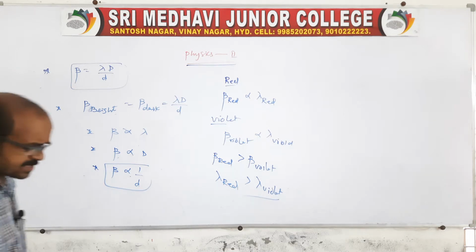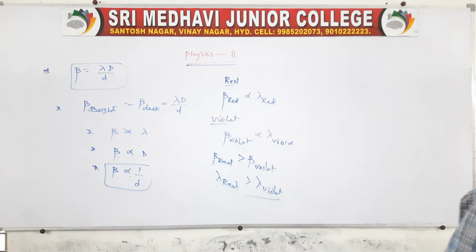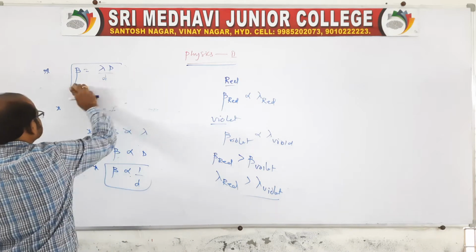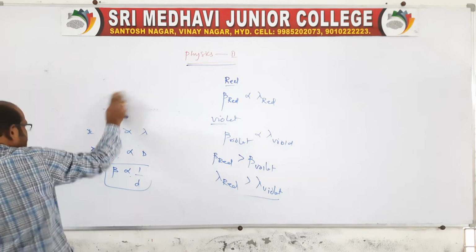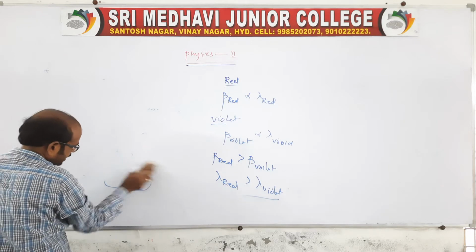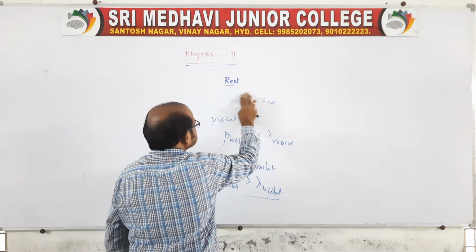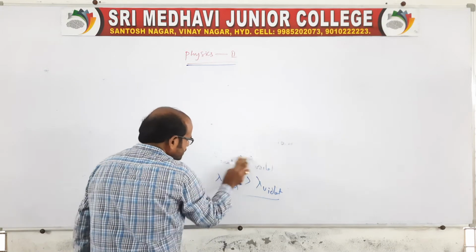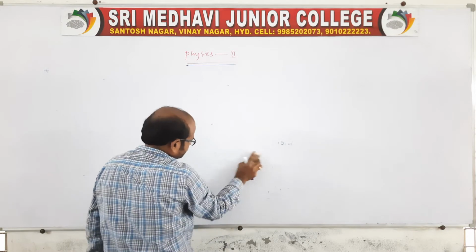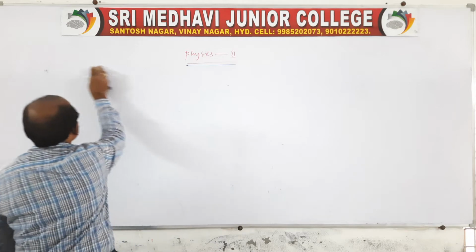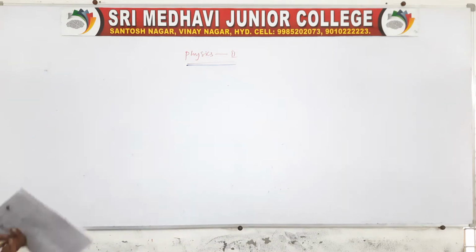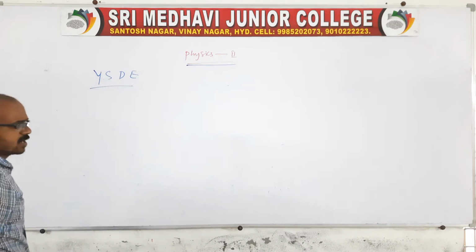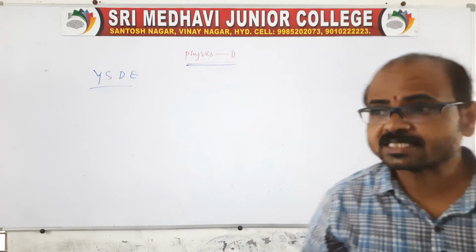Clear? And coming to the point, in fringe width we have another case. Suppose this Young's double slit experiment is immersed in a liquid. Suppose the experiment is done in air, but now the apparatus is immersed in the liquid. What will happen in the case of liquids? We call it YDSE, Young's double slit experiment.